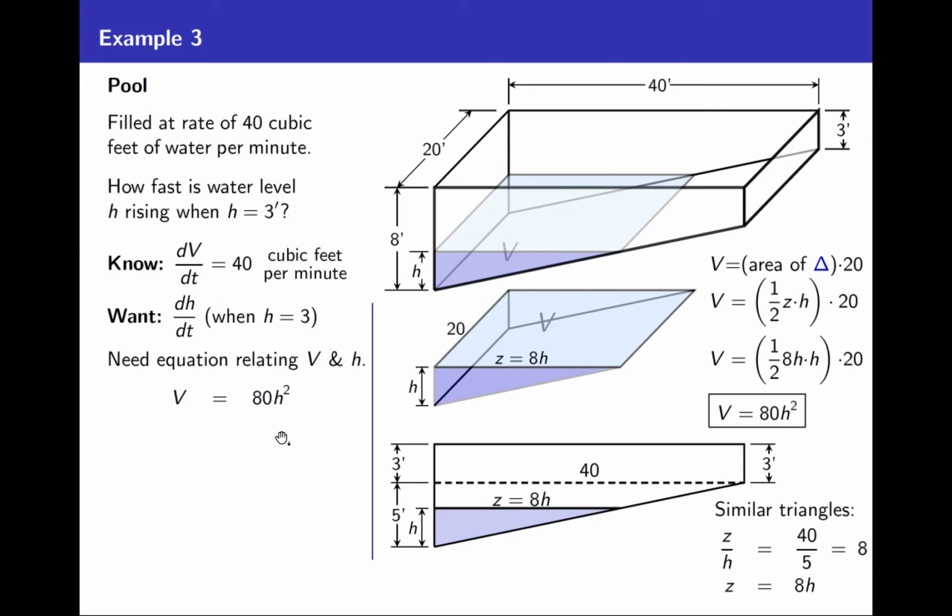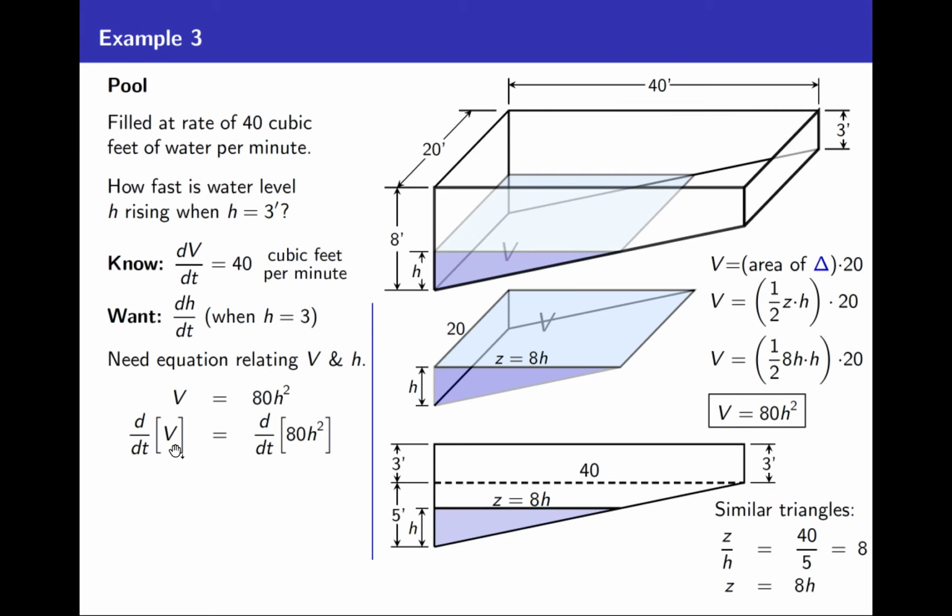We've got our equation. Remember here that V and h, the quantities in this equation, are functions of time because they depend on time. As t increases, that volume is increasing and h is increasing too. So we have one function of time, V, equals another function of time, 80h squared. So we can differentiate both sides of this equation implicitly with respect to t.